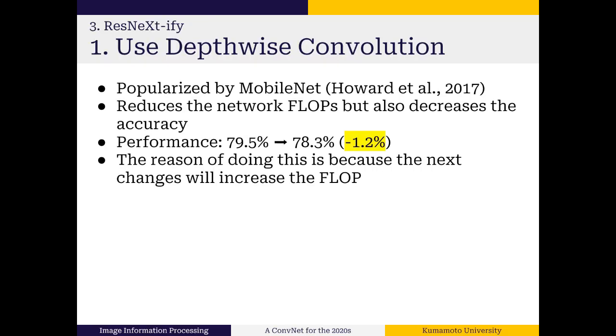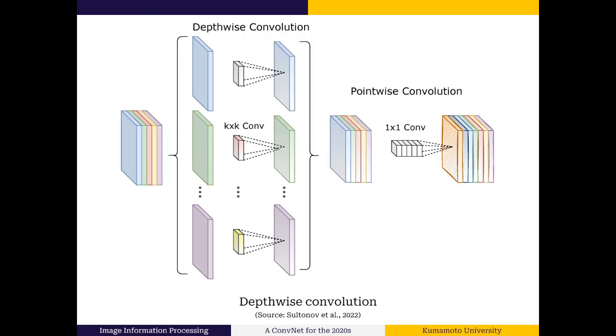The first step is using depthwise convolution that is popularized by MobileNet. This reduces the network flop but also decreases the accuracy by 1.2% since the capacity of the network is also reduced. The reason for doing this is to keep the flop from going too high because the next step will increase the flop quite significantly. This is the illustration of the depthwise convolution, which breaks down a convolutional layer into two steps, which are the depthwise convolution and pointwise convolution.